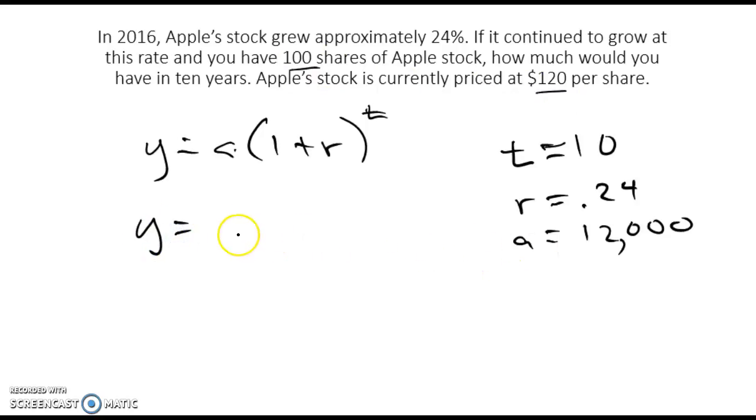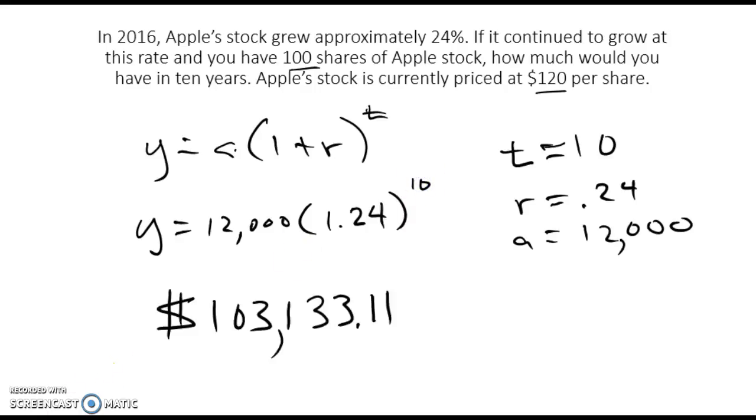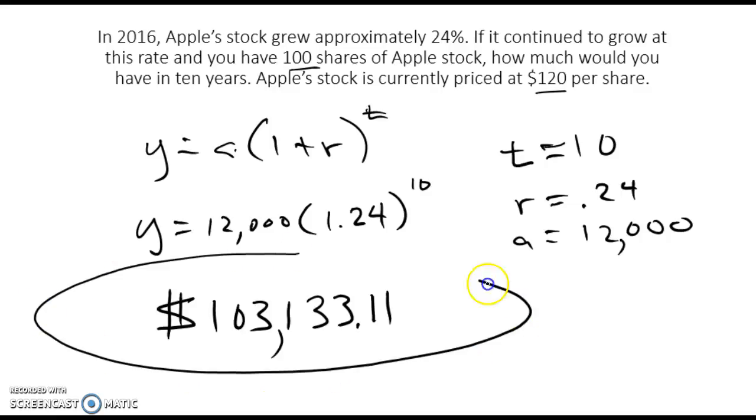So y is equal to 12,000 times 1.24 raised to the 10th power. And the solution is $103,133. That's a lot. Let me double check that. And that is indeed the correct answer. So what a good investment that would be if it would continue to grow at that rate. But I don't think it will. I think it'll flatten out because there's a lot of competition from Google and Samsung.